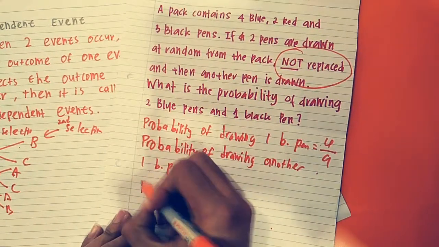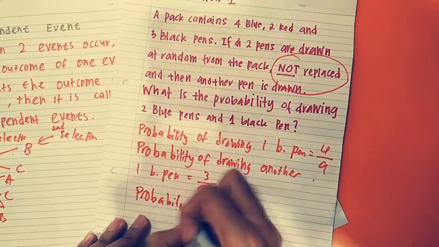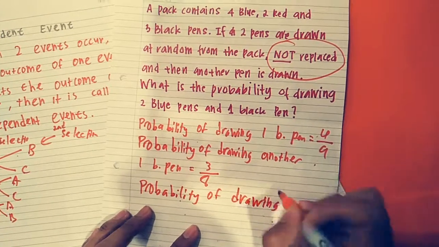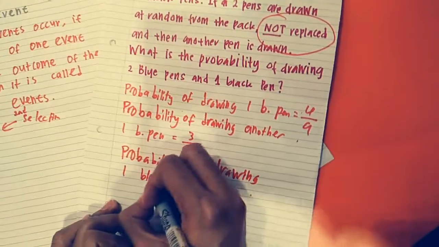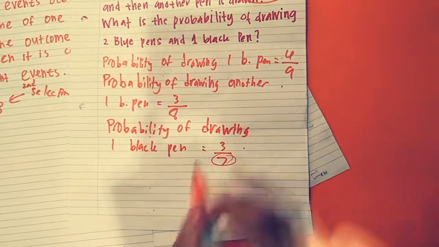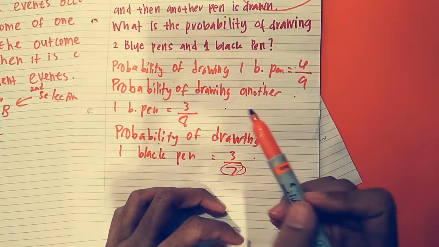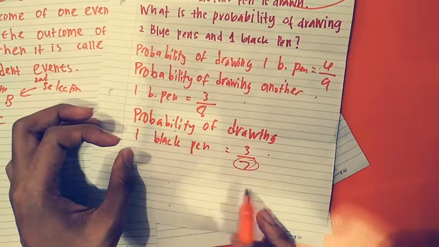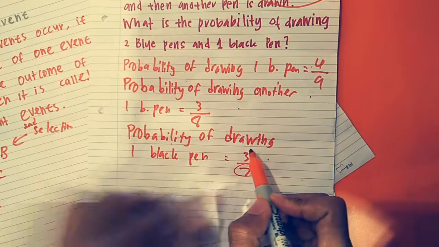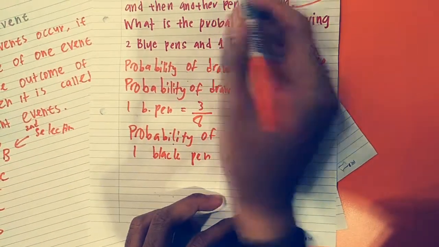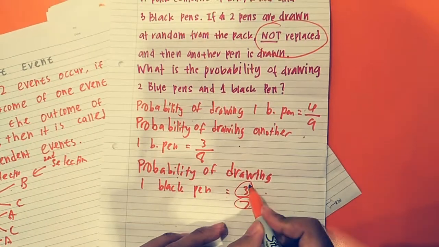And then the probability of drawing one black pen is 3 over 7. Why 7? Because we already took 2 pens out from the pack, so there are only 7 left out of 9. However, for the black pen, there are 3 black pens from the pack. So 3 over 7.